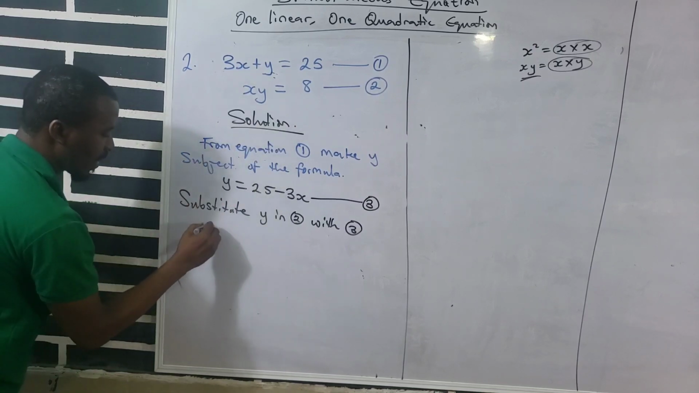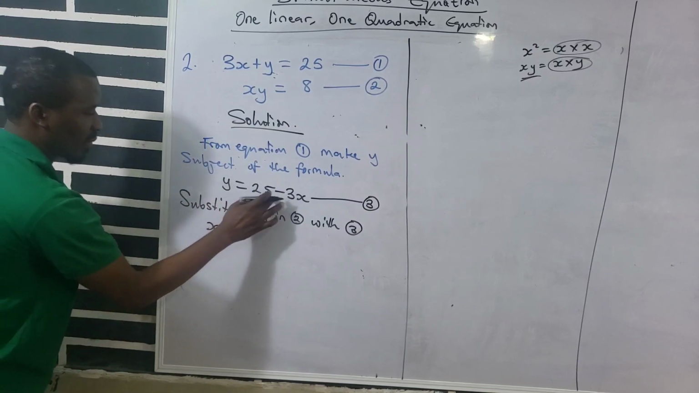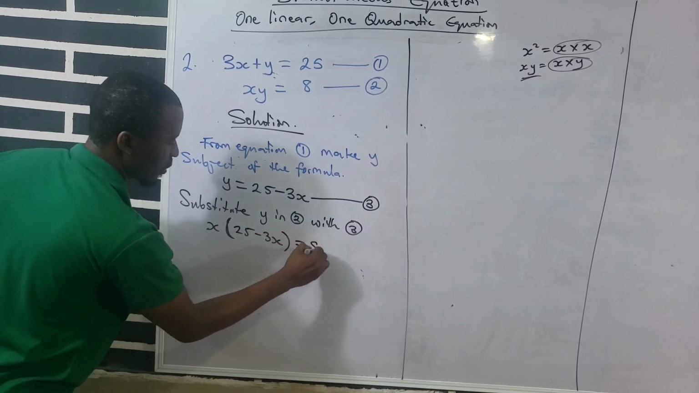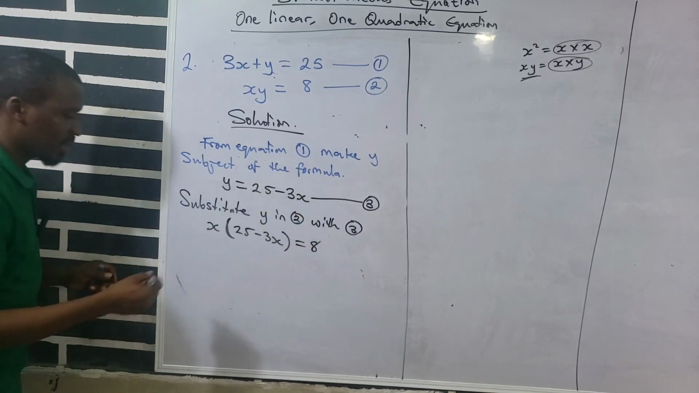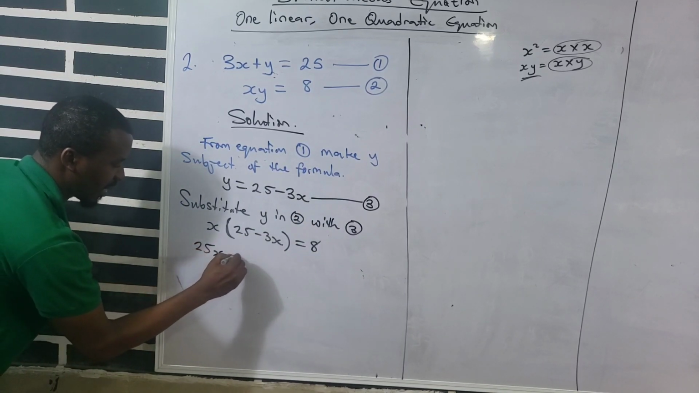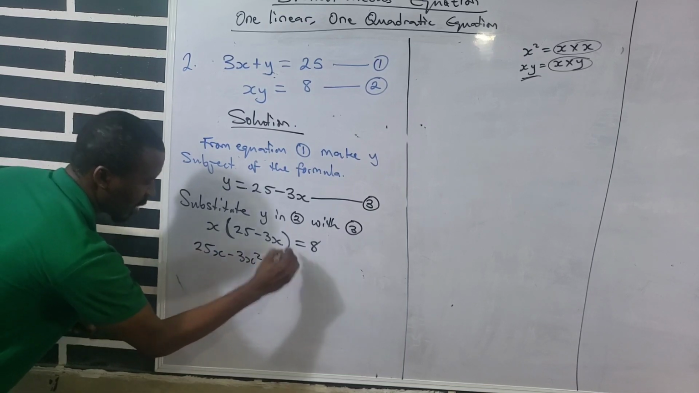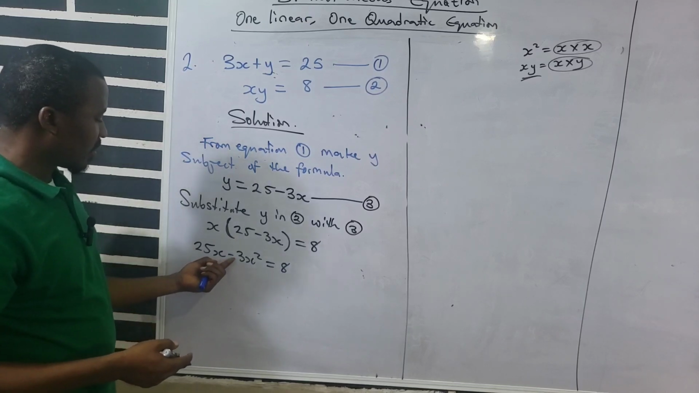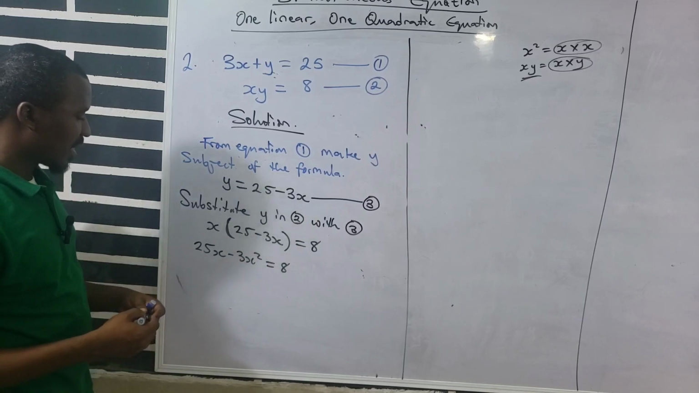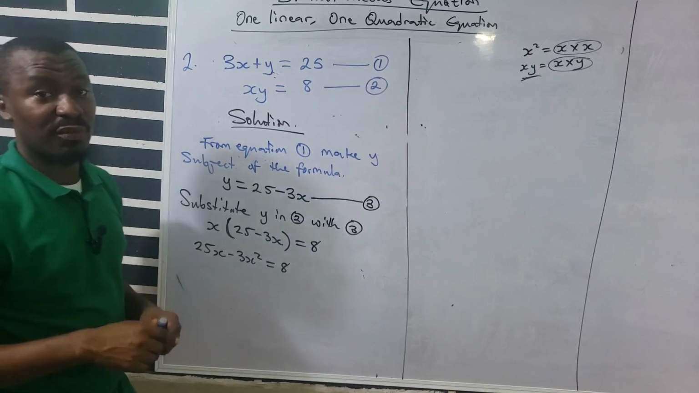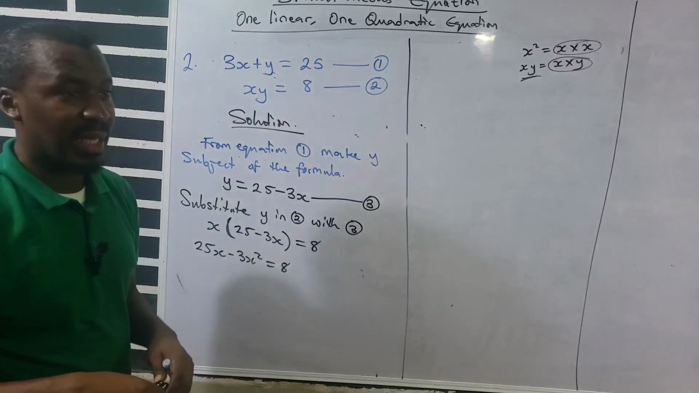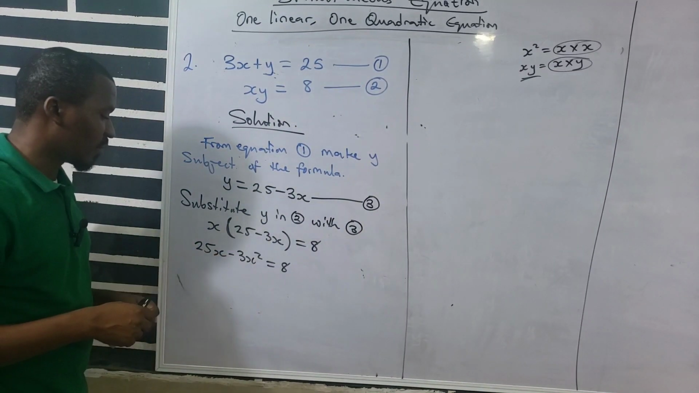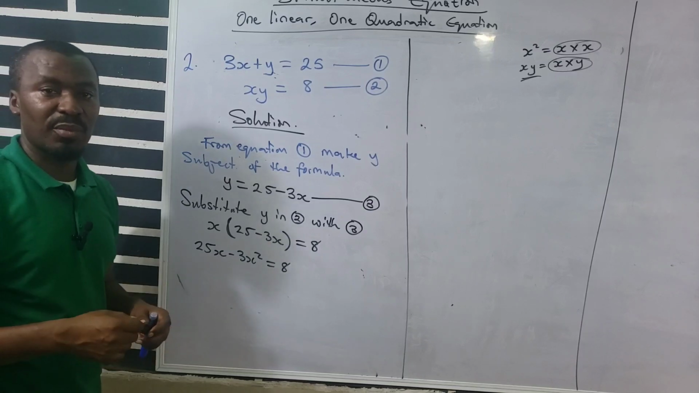So that will give us, substituting our y, 25 minus 3x equal to 8. So when you open that bracket there, you have 25x minus 3x squared equal to 8. At this point, you can actually change the sign of our x squared, but you can also solve like that, okay? So we are going to solve like that in case you wish to solve with the negative sign. We are going to use the formula method this time around.